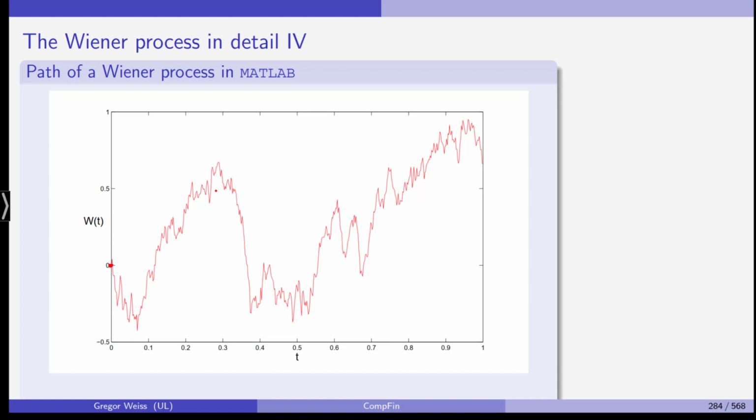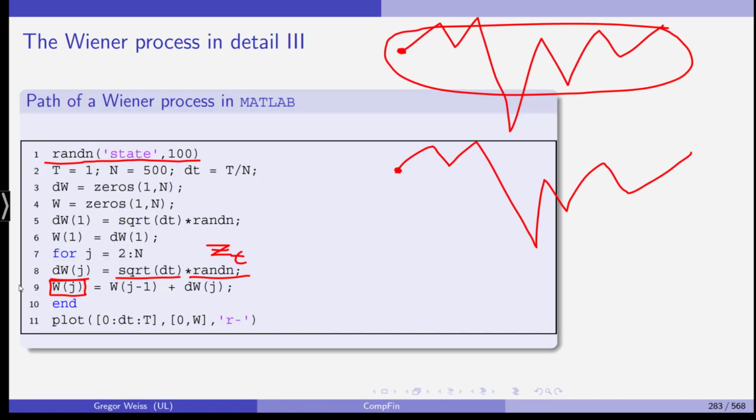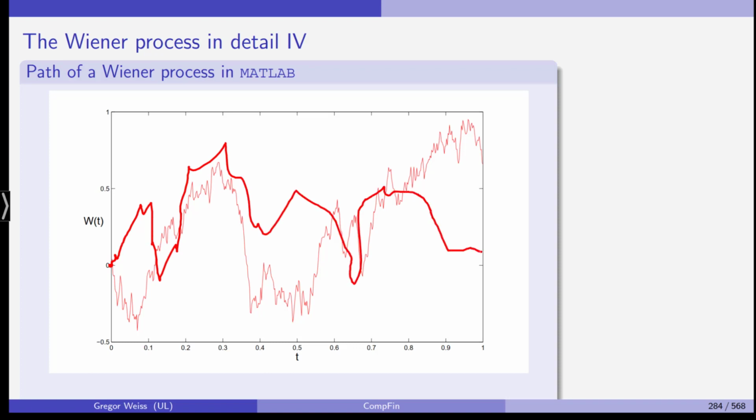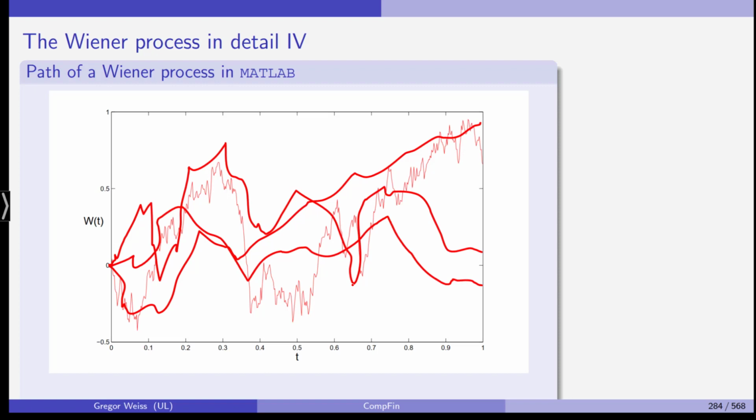Pretty much looks like a stock price, so this is nice. We can repeat this 5 times, 10 times, 1,000 times, and then we would get maybe something that starts again out in 1, but something that looks like this. And another one, and another one, and so on. So this is a simulated path of a Wiener process.